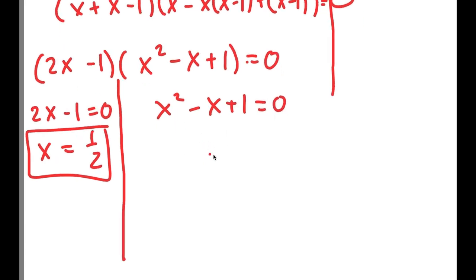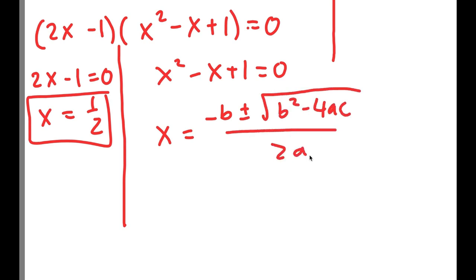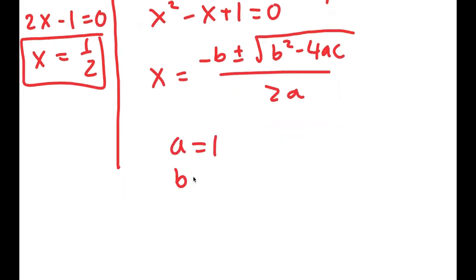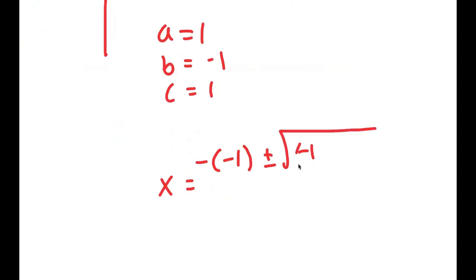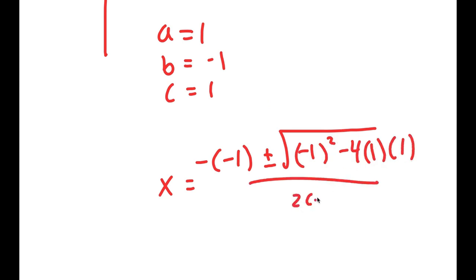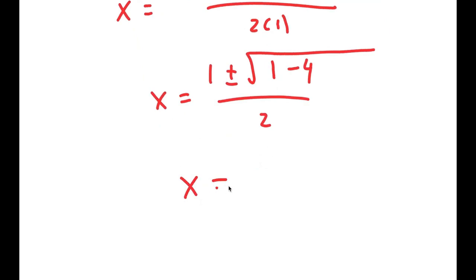And to solve this, I can use the quadratic formula, which is negative b plus or minus the square root of b^2 minus 4ac, all over 2a. So in this case, a is 1, b is negative 1, and c is 1. So I get x is equal to negative negative 1 plus or minus the square root of (-1)^2 minus 4 times a, which is 1, times c, which is 1, all over 2a, so 2 times 1. And this is equal to positive 1 plus or minus the square root of 1 minus 4 over 2, which is equal to 1 plus or minus the square root of negative 3 over 2.